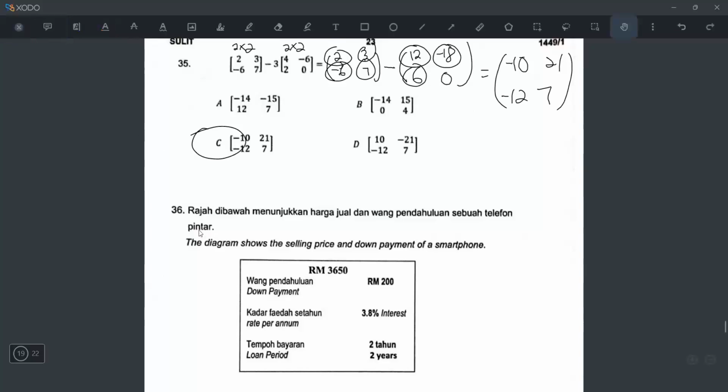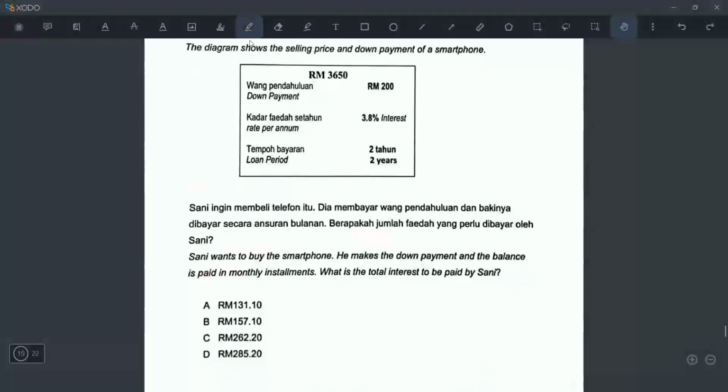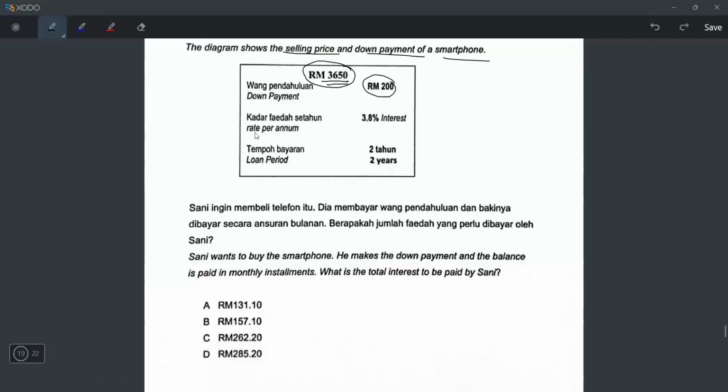Okay, so let's continue, 36. The diagram shows the selling price and the down payment of a smartphone. So the smartphone price is very expensive, 3,650. The down payment is the money that you pay first. Wang pendahuluan means you pay 200 first. And then they say rate per annum, 3.8% interest, loan period 2 years. Okay, let's read what it says.